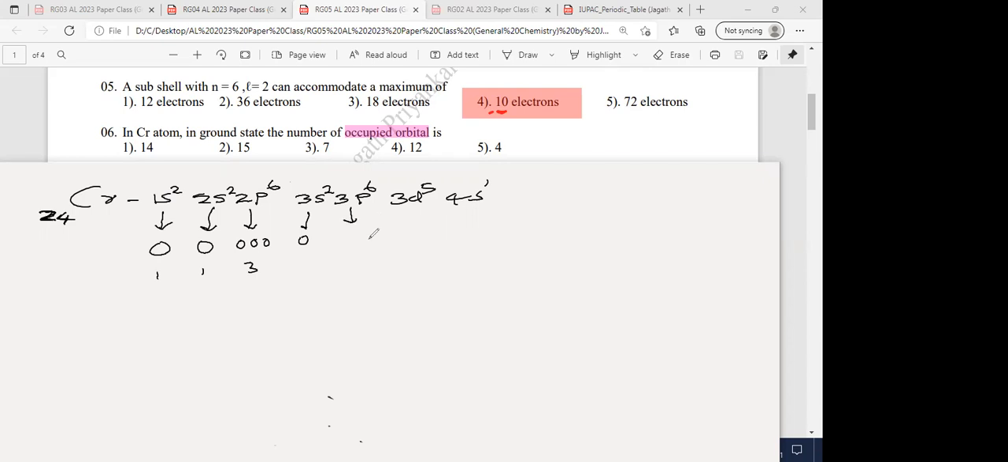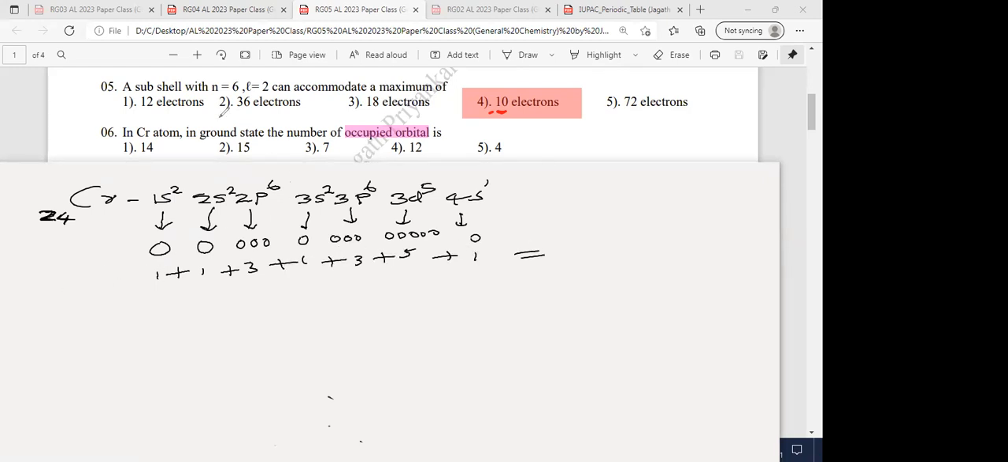P has how many orbitals? 3. D has, you can put the answer in the chat quickly if you are done at home. 1, 2, 3, 4, 5. 5 orbitals. This one contains only one orbital. So if you add all these, you get the answer: 1 plus 1 plus 3 plus 1 plus 3 plus 5 plus 1.